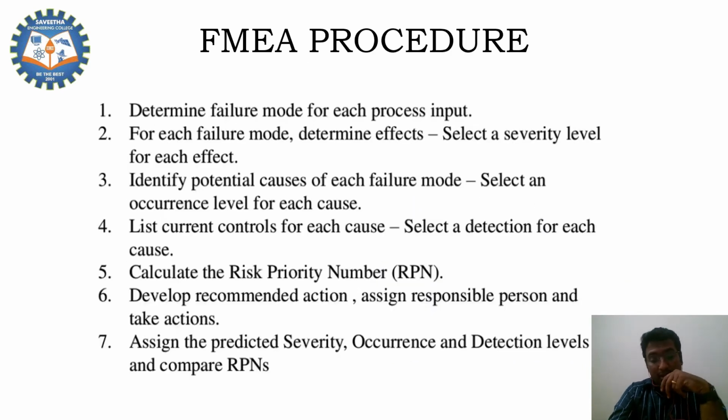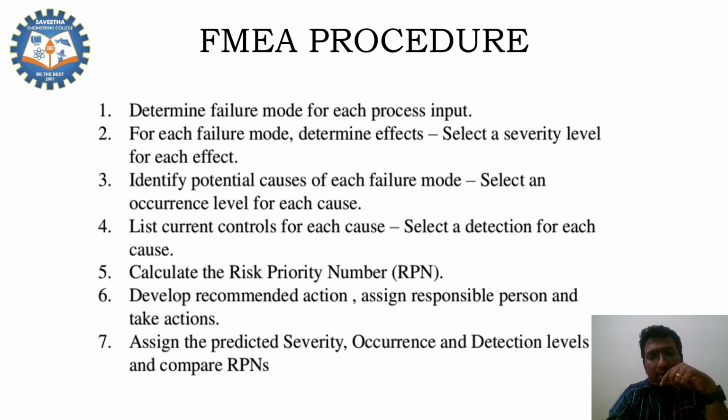So FMEA procedure: how to perform FMEA in industry. If you own a company, how to do FMEA? First, you have to determine the failure mode for each process input. For each failure mode, you have to determine the effects. What is the effect for the particular failure? Select a severity level, which means the seriousness level for that problem. Identify potential causes of each failure mode. So what is the cause for the failure? There will be a cause for each and every failure.